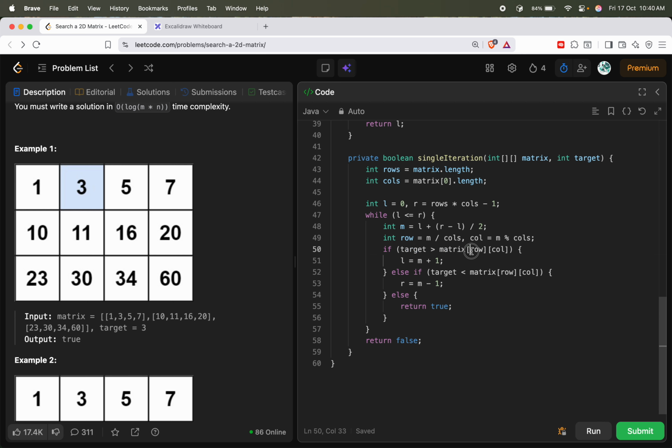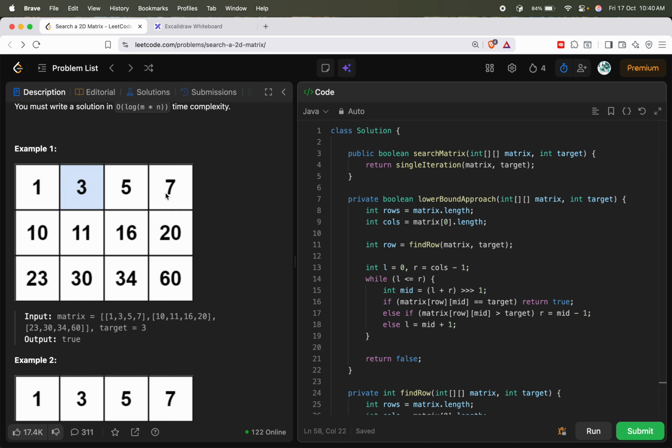Okay, if the target is greater than the mid, that means we have to look at its right half, or else we have to look at its left half. If both of these conditions are not satisfied, that means we've identified the target element, and then we'll straight away return it. Okay, this is one approach.